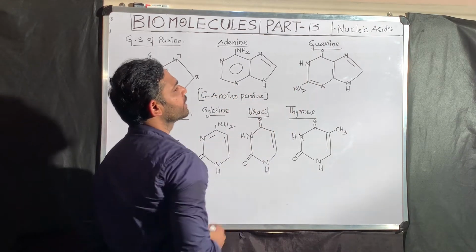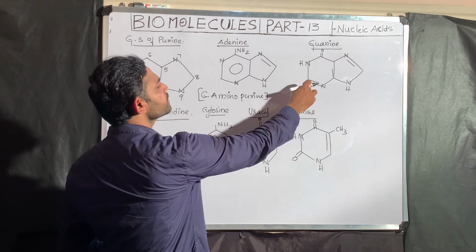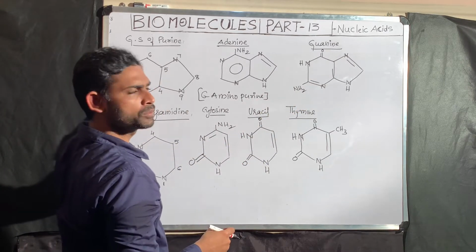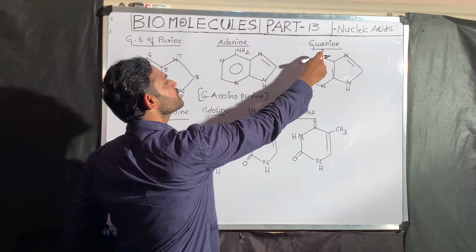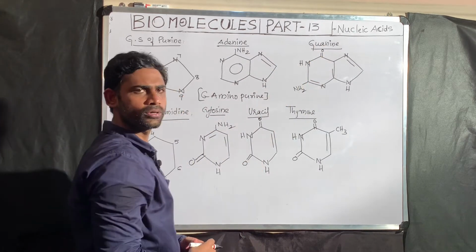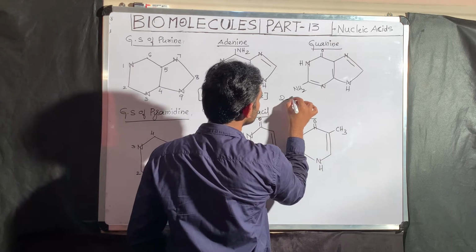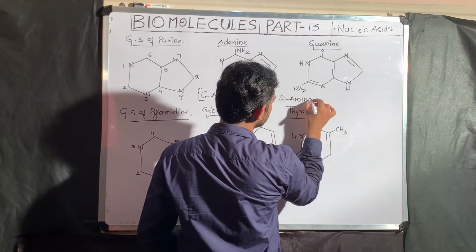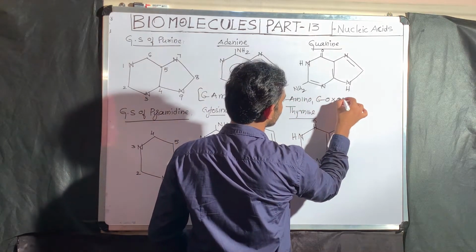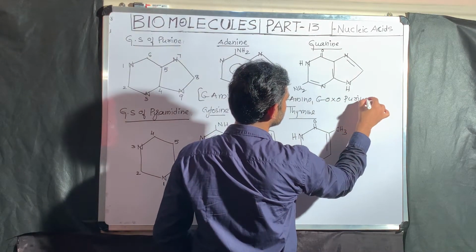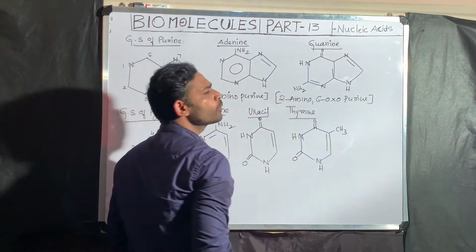Come to the guanine. Compare that one. This is which position? Second position, 2-amino. This is which position? Sixth position. That is a keto group, that is an oxo. That is why guanine is 2-amino-6-oxopurine. That's the chemical name of the guanine.